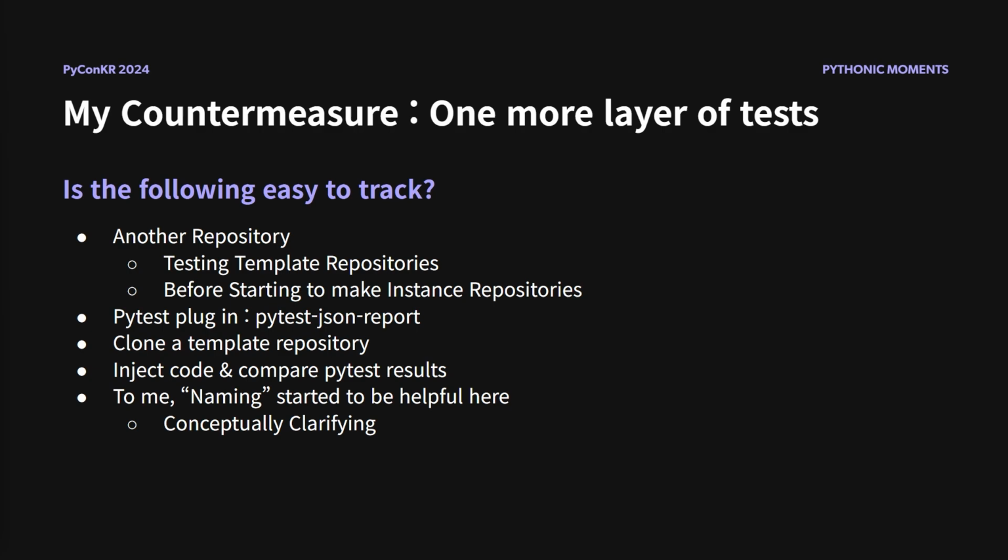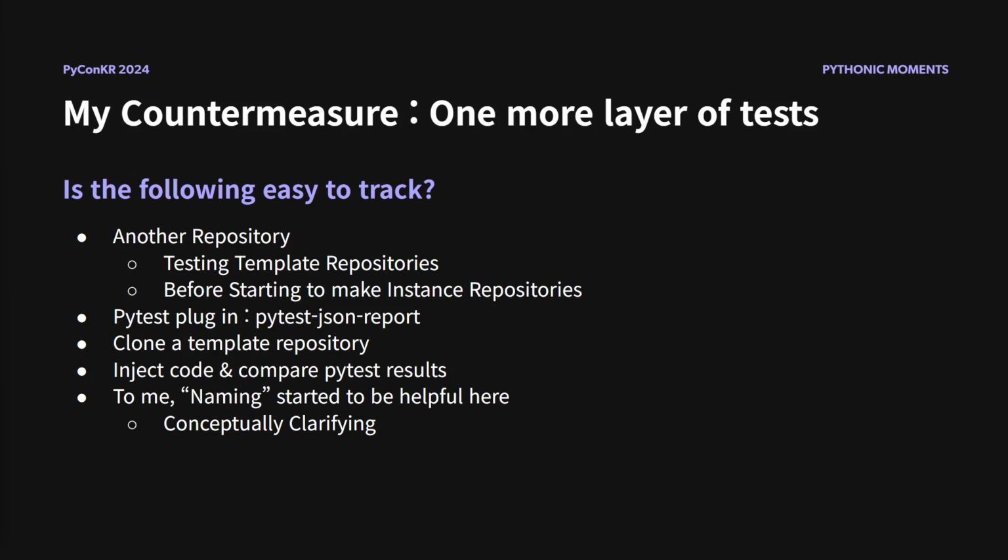So I wanted to make those assignment template repositories better. So I made those pytest generated JSON reports. And whenever I make changes to the template, I wanted to make sure that it is running as expected by comparing with the JSON report. And one of the things I noticed here is there are so many repositories and a number of layers that was going on here.